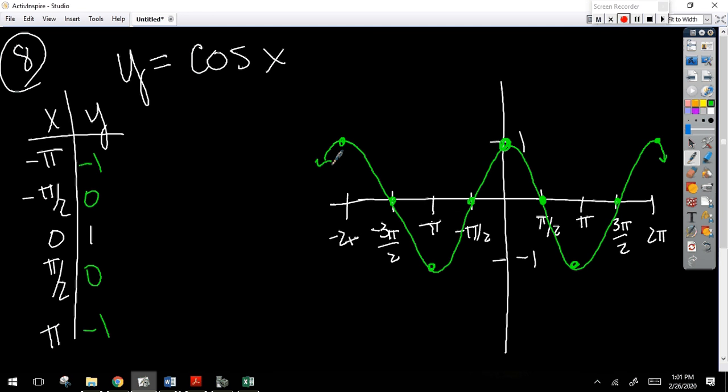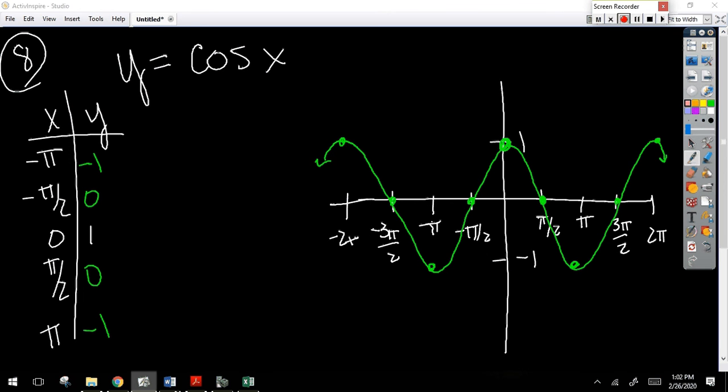It looks almost identical, doesn't it? What's the difference? If you could literally take that sine graph and just slide it over pi over 2 units, you would have the cosine graph. I'll give you a second to copy all that.